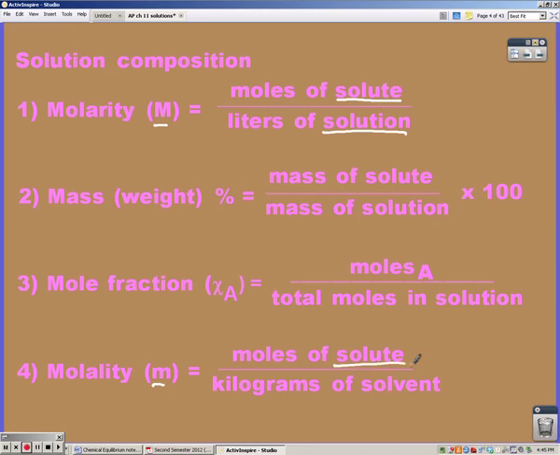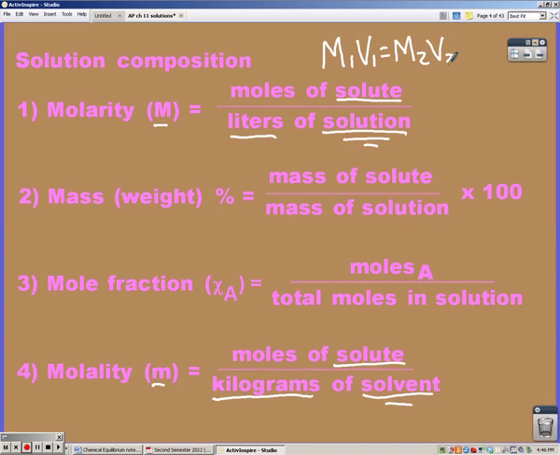Molality is a lowercase m, and it's also moles of solute, but we want kilograms of solvent. So notice the difference between molarity and molality. Molarity, liters of solution; molality, kilograms of solvent. In very dilute solutions, molarity and molality are going to be very similar, if not the same. The more concentrated, the bigger difference.